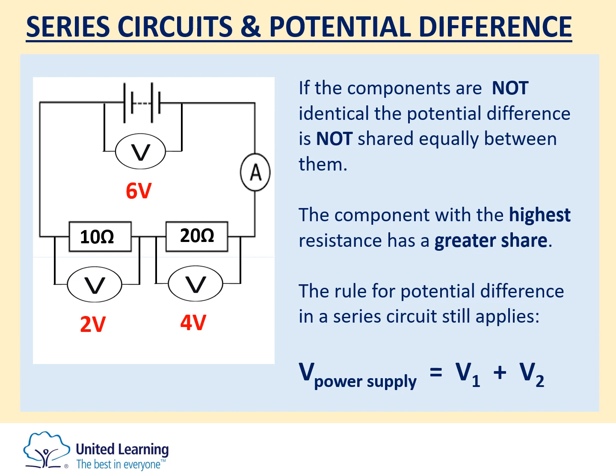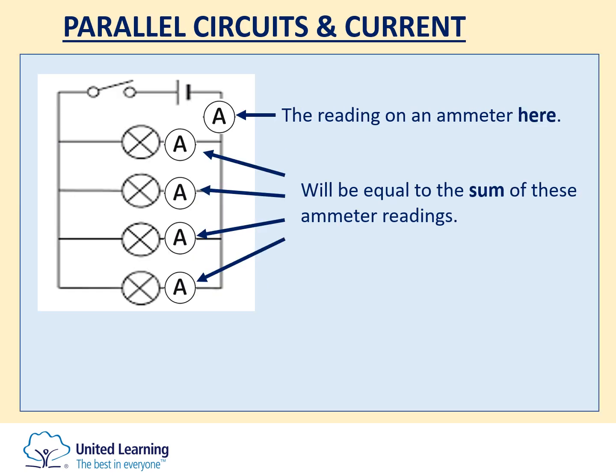Moving on to parallel circuits. Parallel circuits are slightly different. In a parallel circuit, there is more than one pathway for the charge to flow around the circuit, and so the current splits between the different branches on the circuit. The ammeter at the top will give you the total current in the circuit because all of the pathways include that part of the circuit, but an ammeter placed on any one of the individual branches will just give you the current flowing through that branch.